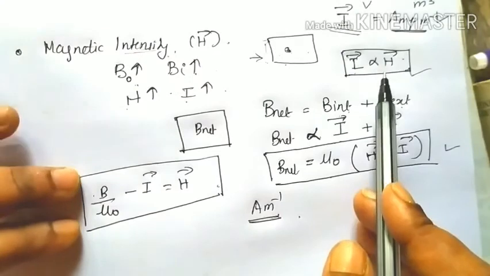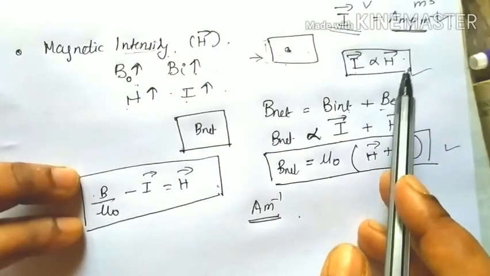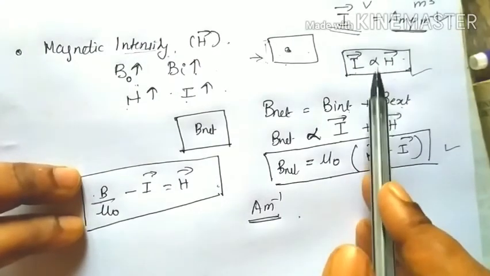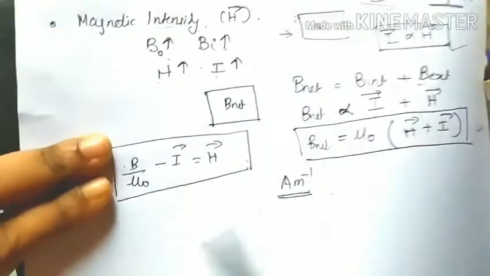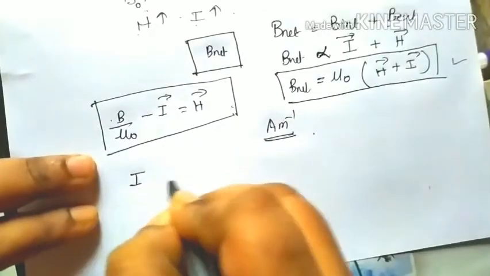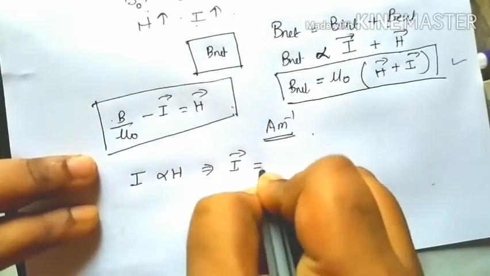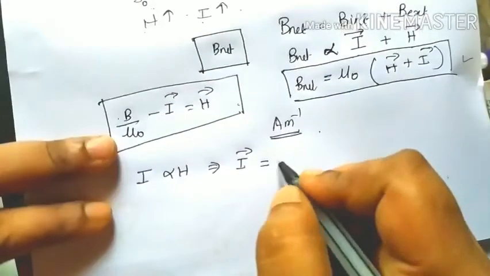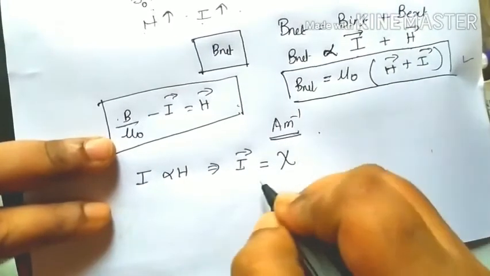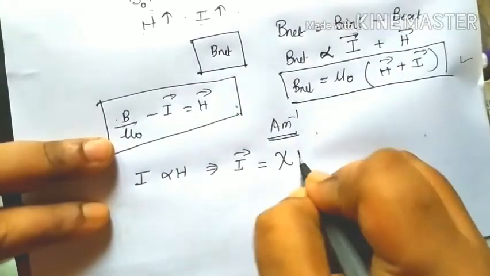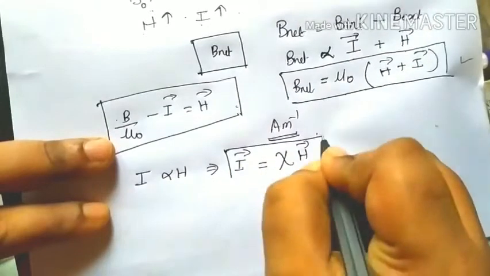Now I'm going back to the same equation as the previous one, that is I is proportional to H. Again, this proportionality I can remove. So I proportional to H can be written as I vector is equal to, I'm writing a constant, that is zeta, or chi, into H.